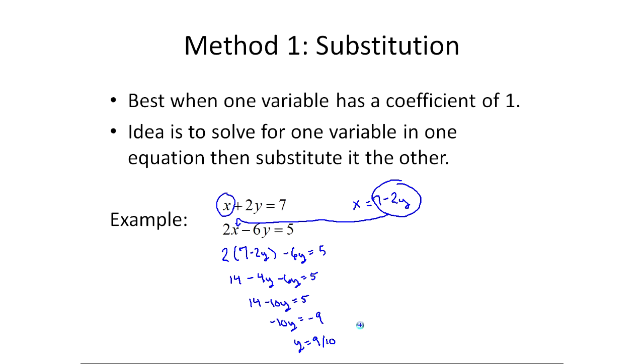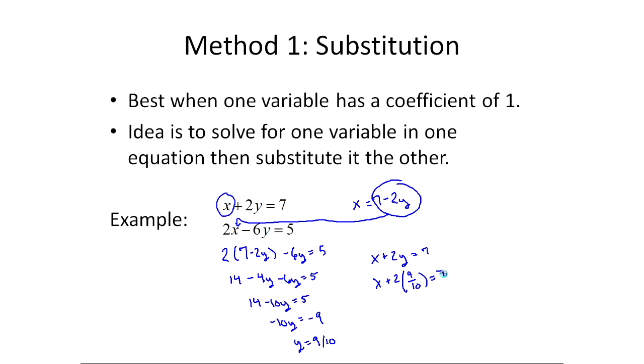9/10. Now, when you come across an answer like this, what you should do is leave it as a simplified fraction. And if it's a fraction where the numerator is larger, you'll leave it like that as well. Once you have the value of one of the variables, it's easy to get the value of the other. You can plug into the original equation. It says x plus 2y equals 7. Now I know y is 9 over 10.